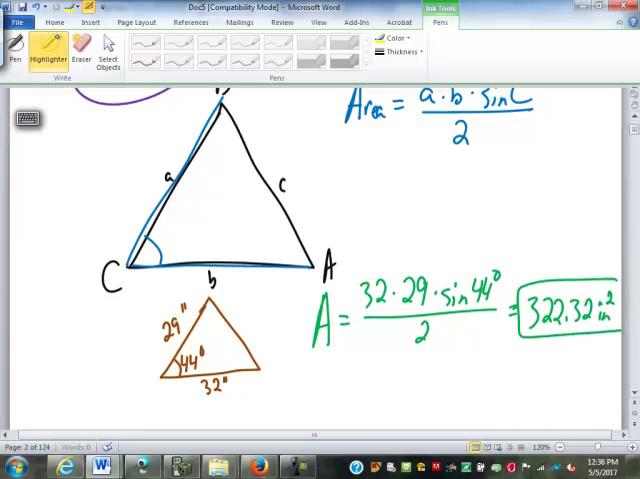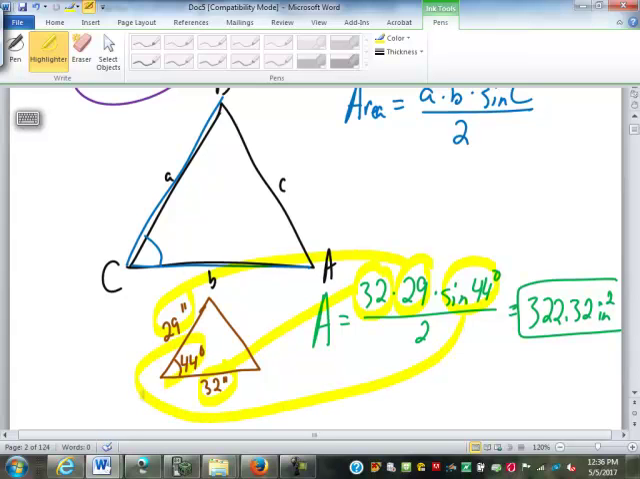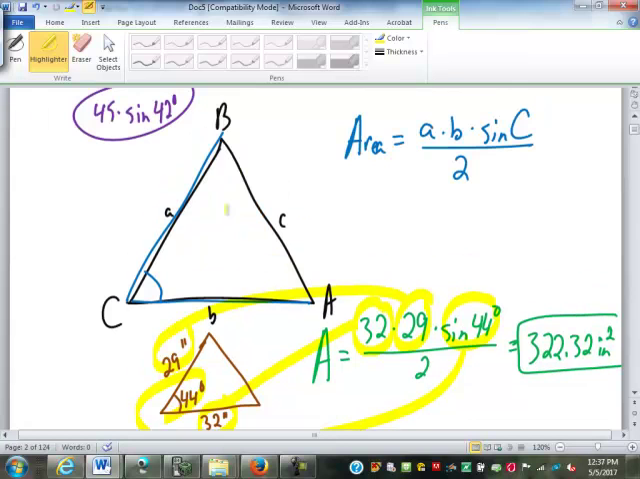So where'd those numbers come from? Right there. The big triangle is the generic formula. So this is your triangle, angles ABC, sides ABC. The area is length of side A times length of side B times the sine of angle C divided by 2.